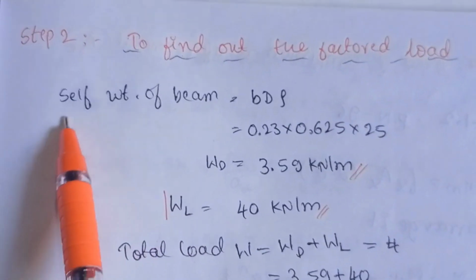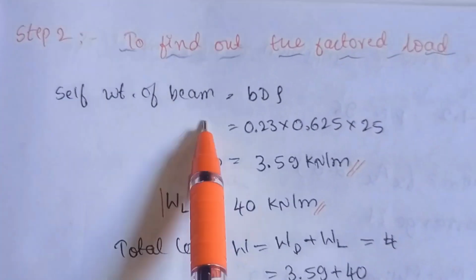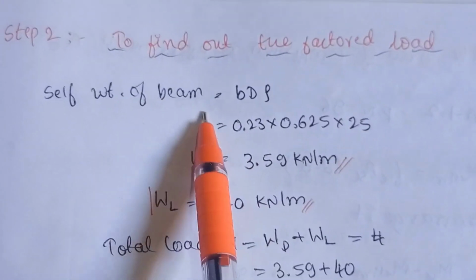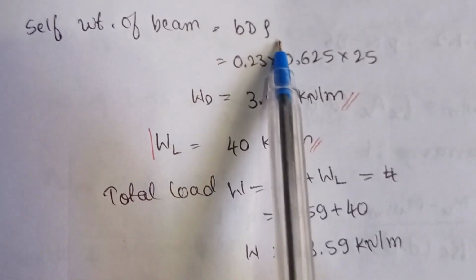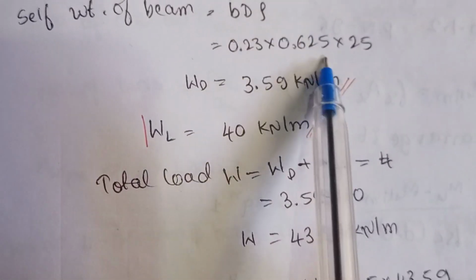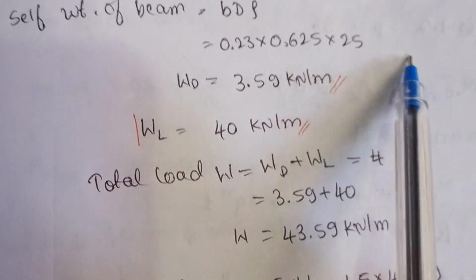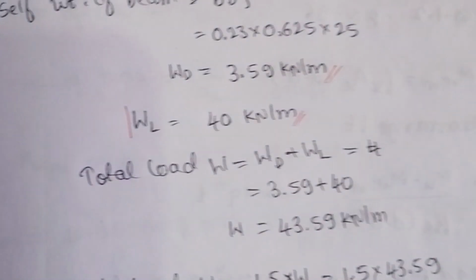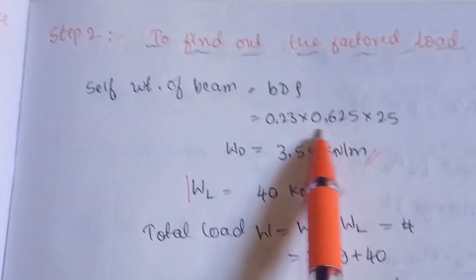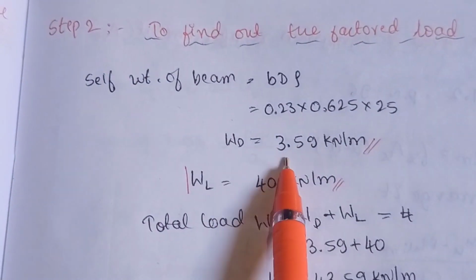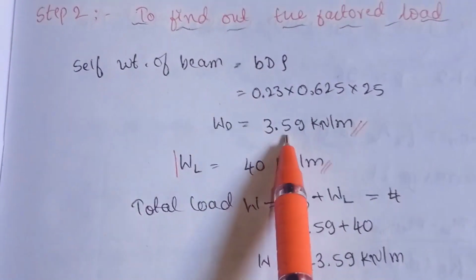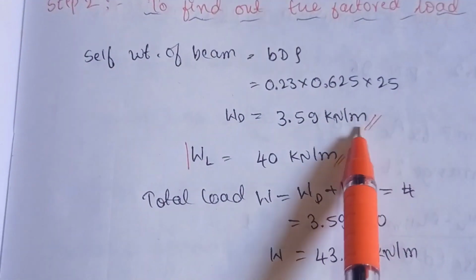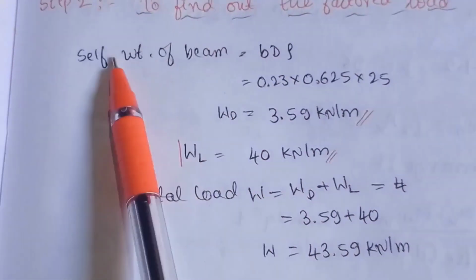We'll see. Now we'll go for the self weight of the beam. We have the formula for that: B into D into rho. Rho is the density of the RCC, that is a constant 25 kN per meter cube. Substitute all the values. After simplifying we'll get 3.59 kilonewton per meter as our dead load, the self weight of the beam.